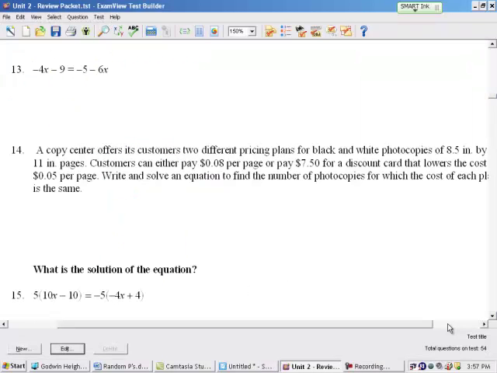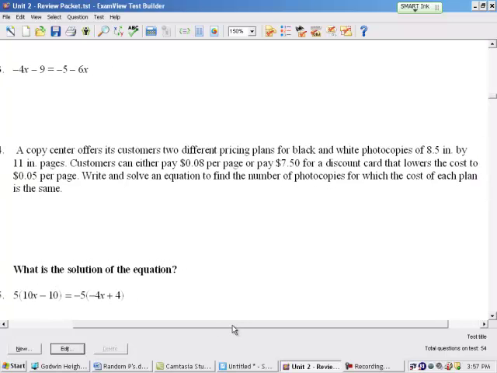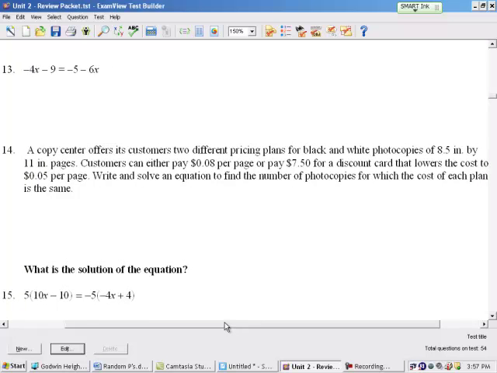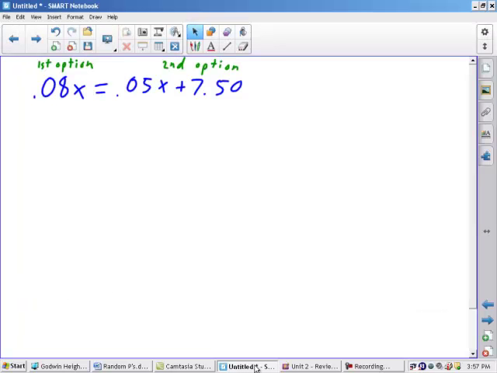Okay, looking at number 14. A copy center offers its customers two different pricing plans for black and white photocopies of that kind of pages. It's just paper. Customers can either pay 8 cents per page or, keep in mind that's or, pay $7.50 for a discount card that lowers the cost to 5 cents per page. Write and solve an equation to find the number of photocopies for which the cost of each plan is the same.